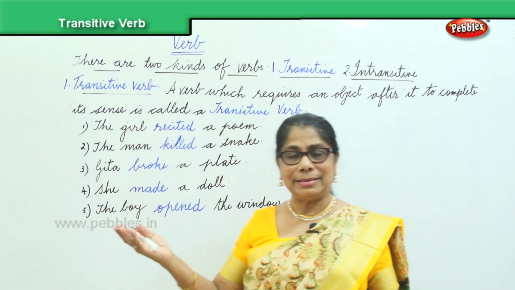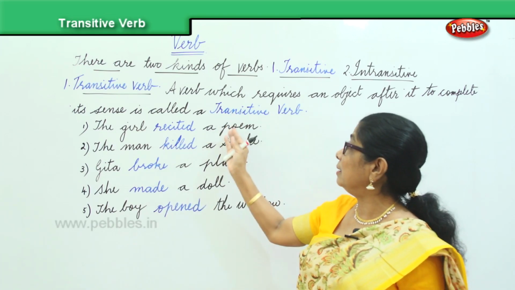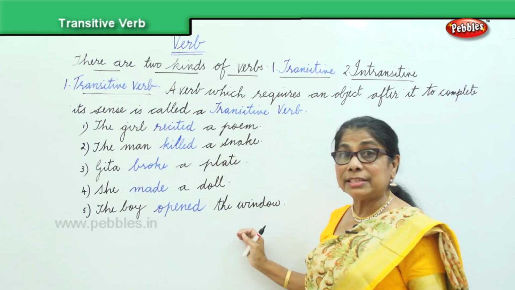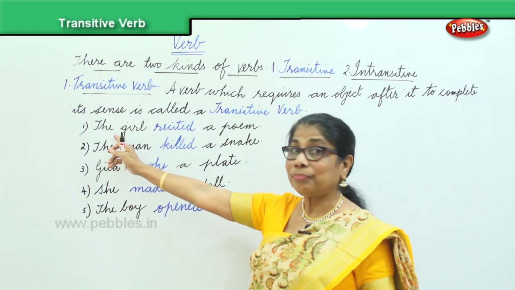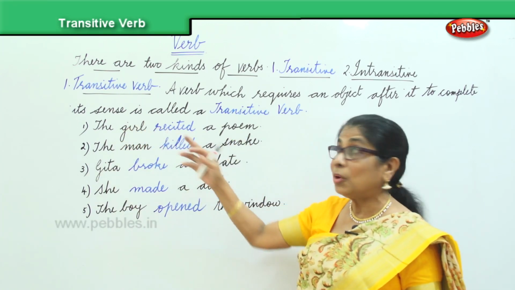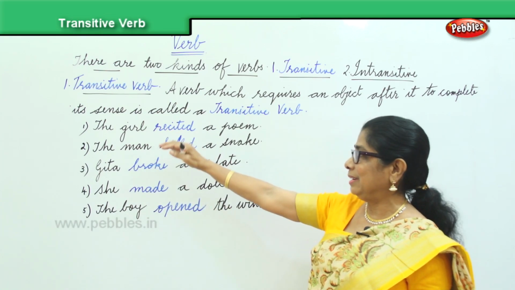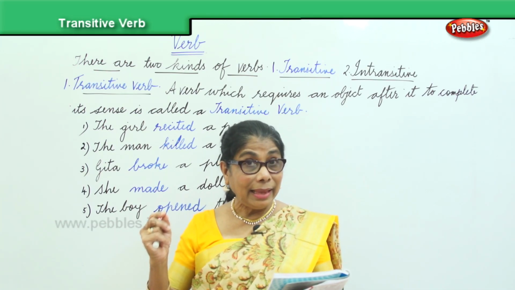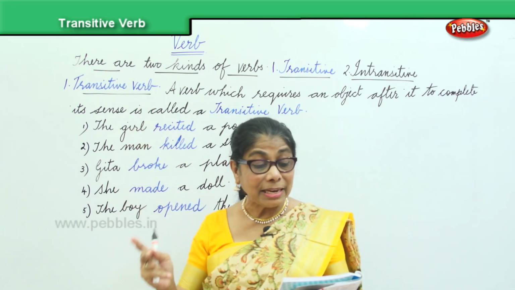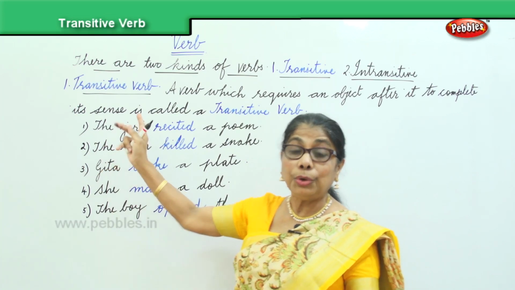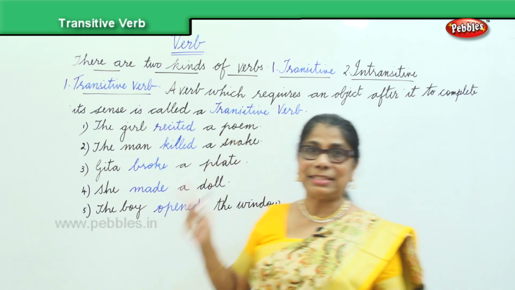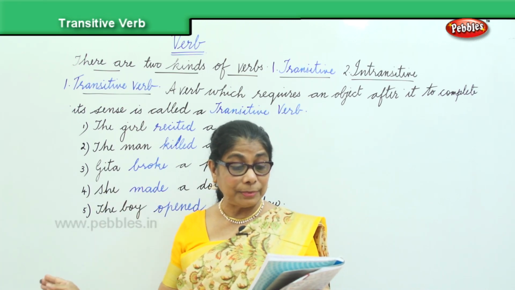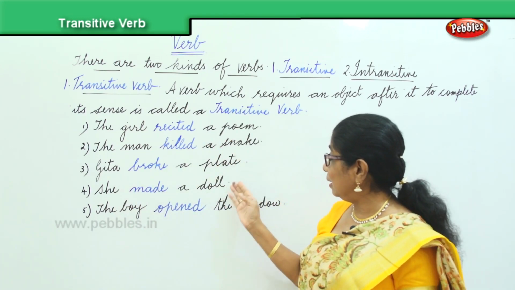The girl recited. It's incomplete. So now how do we complete it? Recited a poem. So poem is the object. Here, snake, plate, doll, window. So all these are objects. The subject, the girl, needs an object to complete the action. The verbs are recited, killed, broke, made, opened. Now here, in the transitive verb, the action passes from the subject, the girl, to complete the action. It needs an object, that's a poem. So, let us remember this. The objects in these transitive verbs are poem, snake, plate, doll, window.